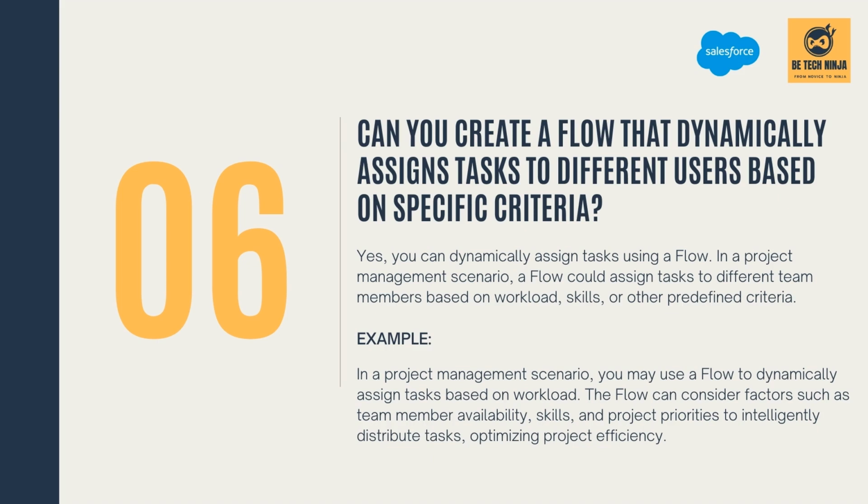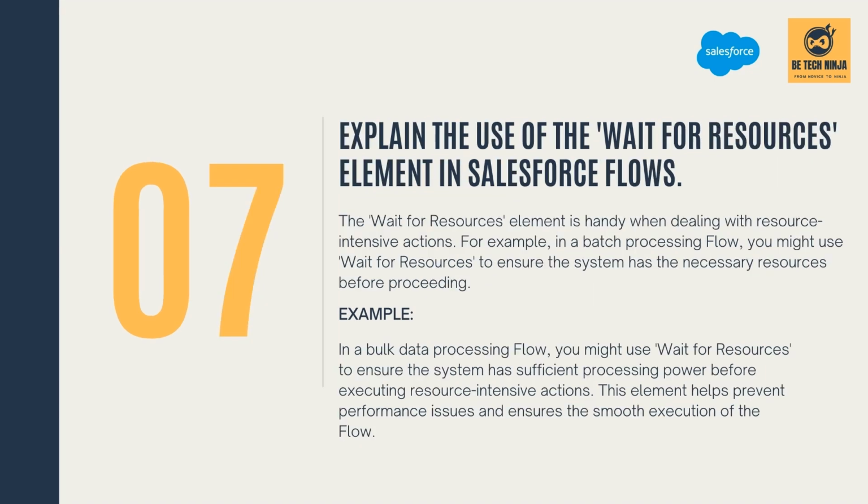In a project management scenario, a flow could assign tasks to different team members based on workload, skills, or other predefined criteria. For instance, in a project management scenario, you may use a flow to dynamically assign tasks based on workload. The flow can consider factors such as team member availability, skills, and project priorities to intelligently distribute tasks, optimizing project efficiency.